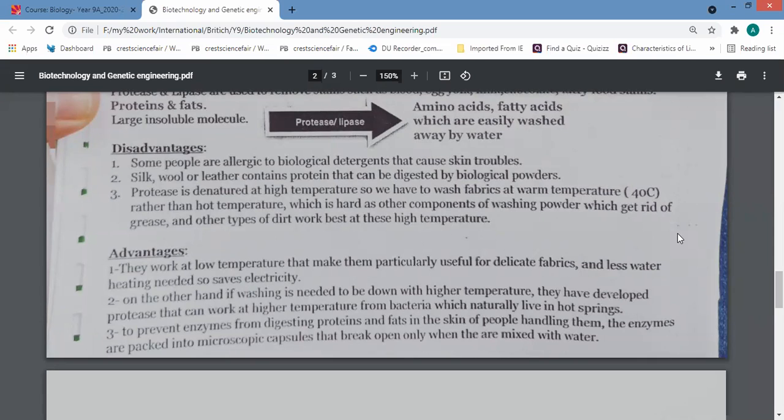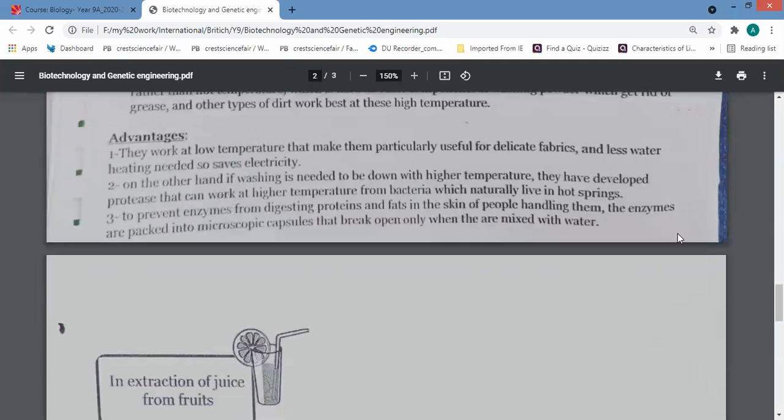And we know that the suitable temperature for the work of enzymes ranges from 30 to 40 or 42. In this range, which is called the optimum temperature, the enzyme is most active. What about the disadvantages of using the washing powder enzyme?